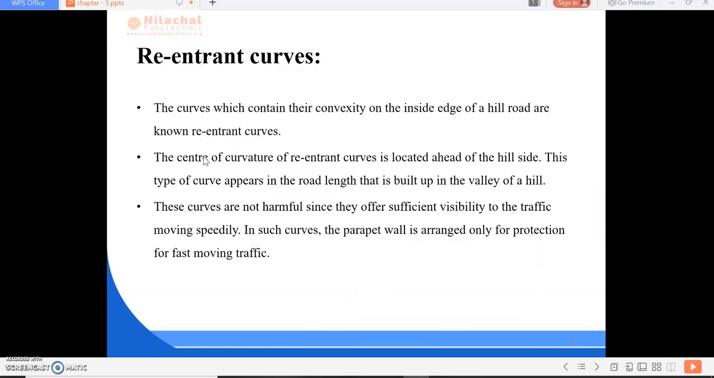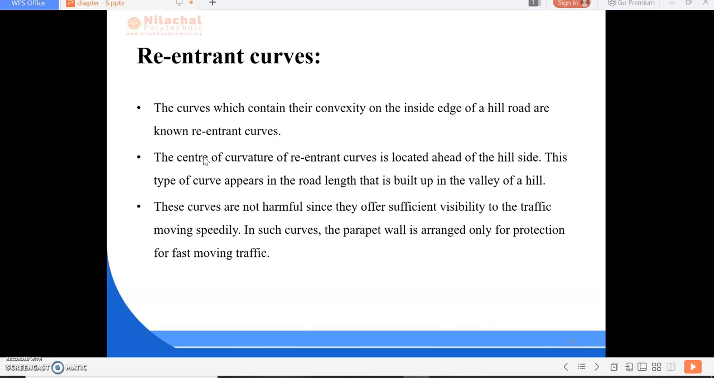And the last one is the re-entrant bend or re-entrant curve. The curve having the convexity at the inner edge. In a corner curve or salient curve, the convexity is in the outer edge or exterior edge, but in this, the convexity is inside. Okay. Of the hill, these are called re-entrant curves. The center of curvature of these curves lies away from the hillside. These bends are less dangerous as they provide adequate visibility to fast moving vehicles or traffic.